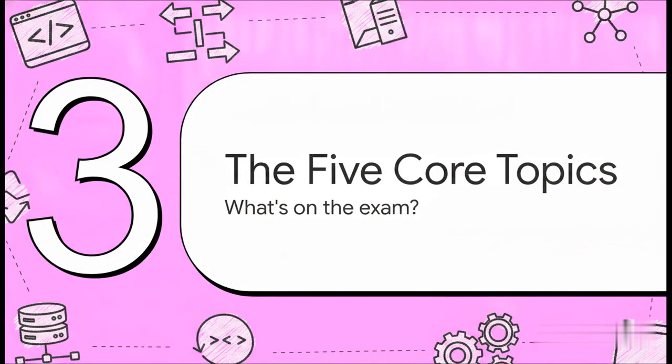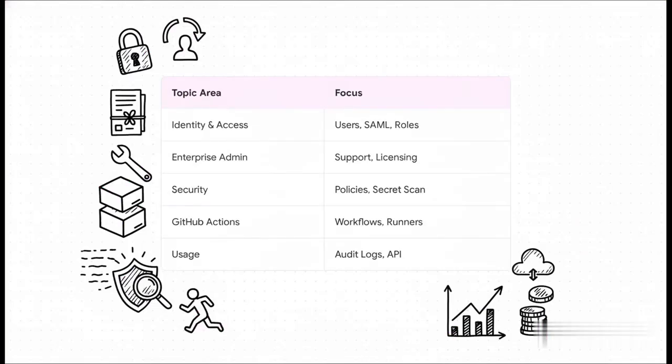All right, Section 3, the 5 core topics. Let's shift our focus to the actual meat of the exam. This brilliantly illustrates how the exam chunks all that complexity into 5 specific skill areas. You've got identity and access, which covers things like managed users, SAML, and two-factor authentication. Then there's enterprise administration, focusing on support bundles and licensing. Next up is security and compliance, so think policies and audit logs. You'll also be tested heavily on GitHub Actions, workflows, and runner choices. And finally, usage and optimization, covering API usage and metered products.